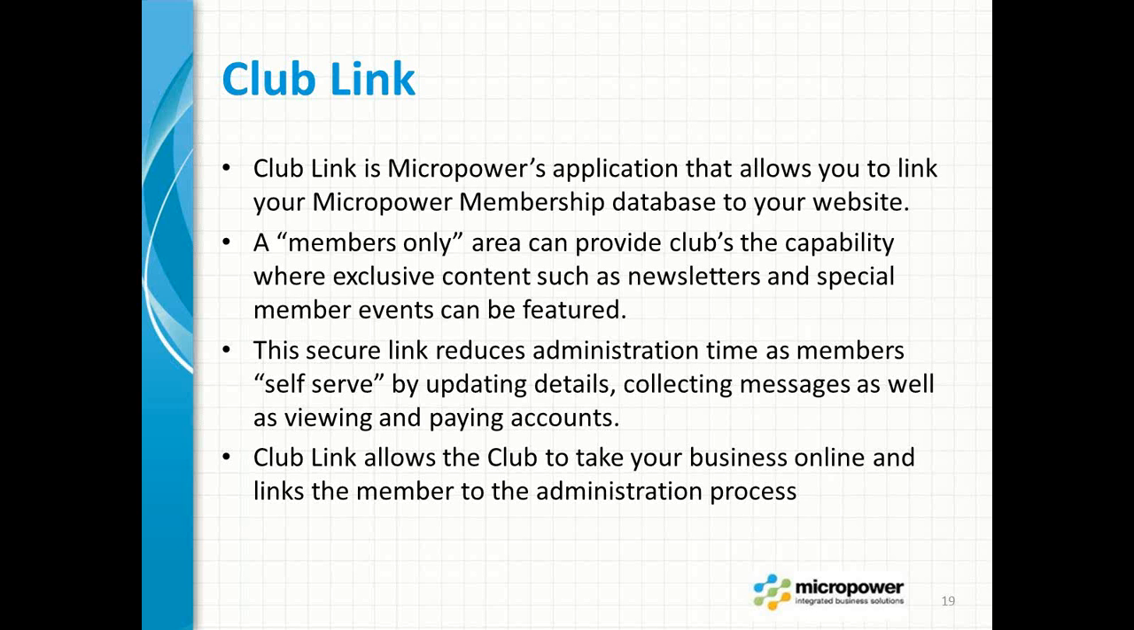So ClubLink is a secure link, and what it does is bring the member in as part of the process, because we can allow the member to self-serve by updating their own details. So if they change their mobile number or email address, they can put that information in online. That then flows through into the Micropower membership system. Someone at the club can then check those changes, so they don't automatically go in. There's a checking process just to make sure the information is correct. All information is entered in the standard way, so some clubs may like to put surnames in capitals. So you can fix that up before it hits the membership database.